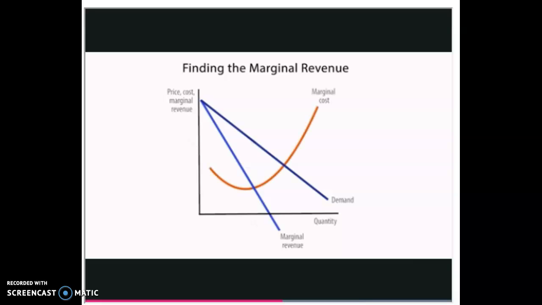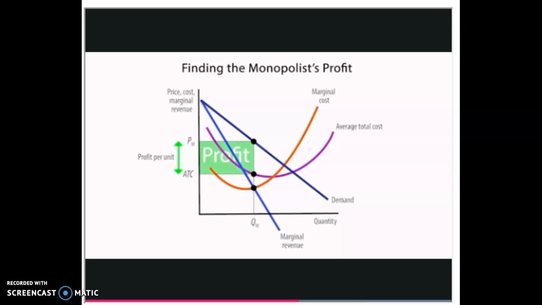To find the monopolist's profit, we add the average total cost curve to the graph. The profit per unit is the difference between the price and the average total cost for the quantity sold. The total profit is represented by a rectangle with the height of the profit per unit and the width of the quantity sold.